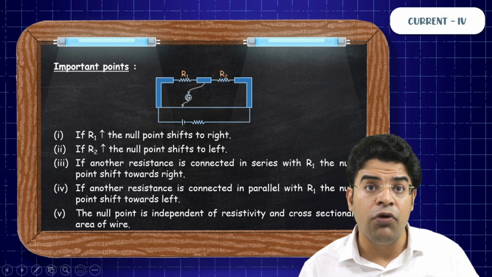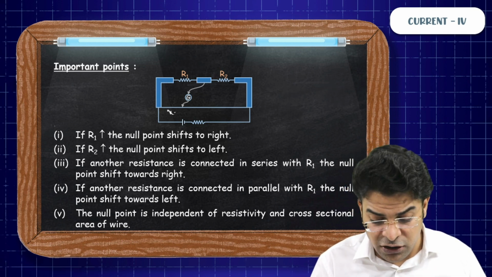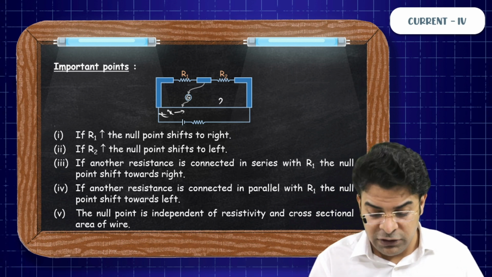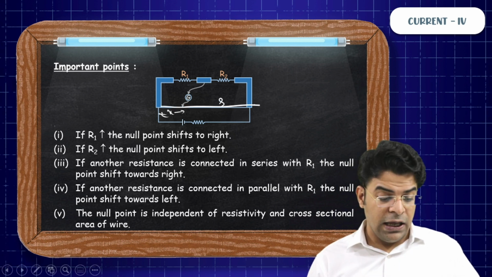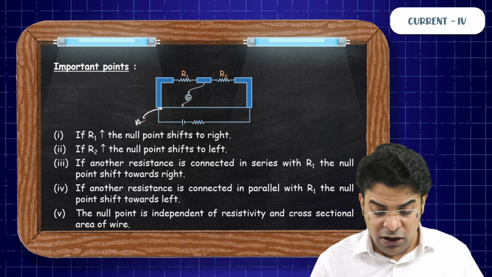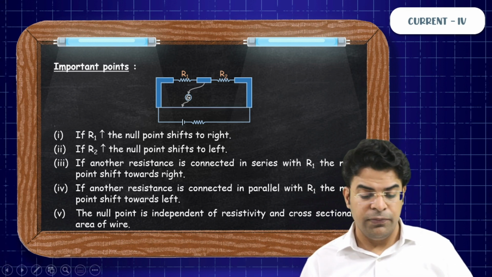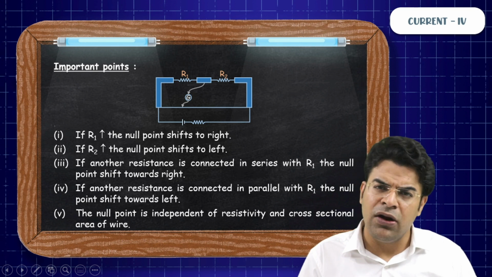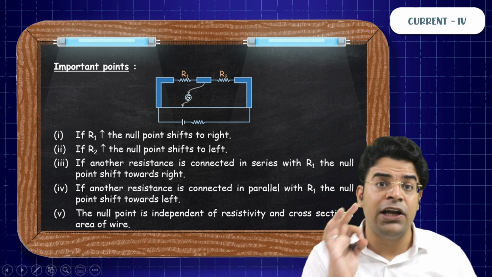This is something we have already discussed. The position of null point has nothing to do with the resistivity of this meter long wire as well as with the cross-sectional area of this meter long wire. Okay. Let's do a question, and only one question based on meter bridge that you must know.